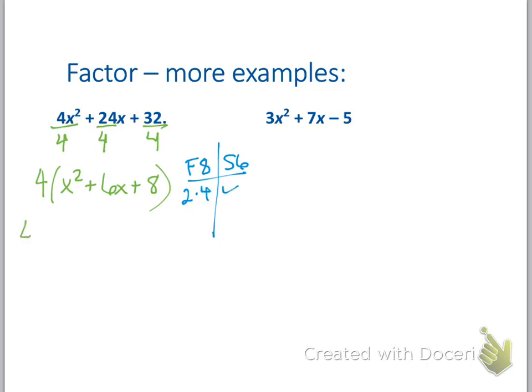Remember how we write that. Keep the GCF on the outside. 4 times x plus 2, x plus 4. You can jump straight to that.